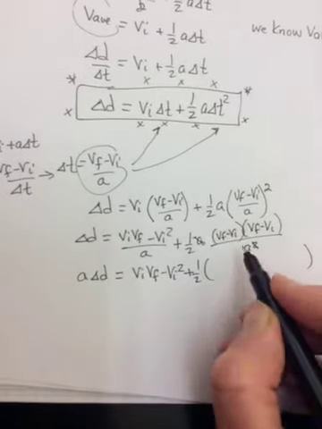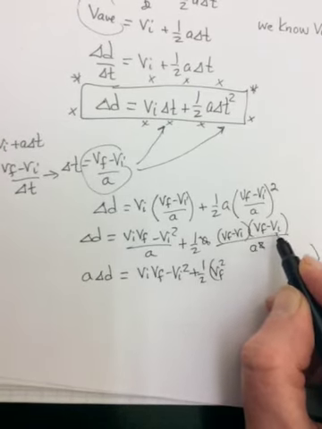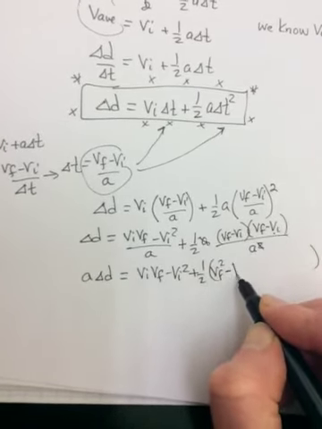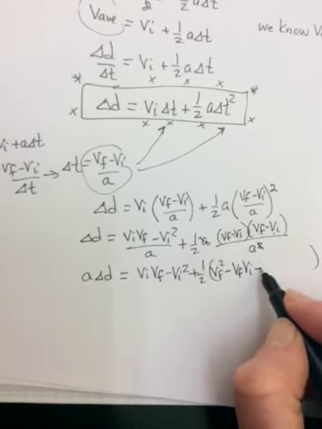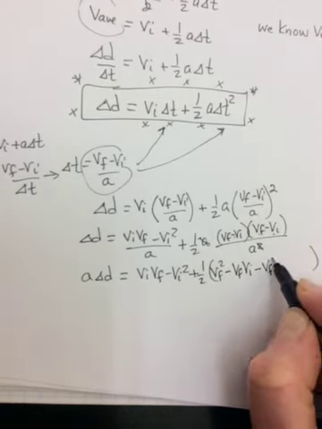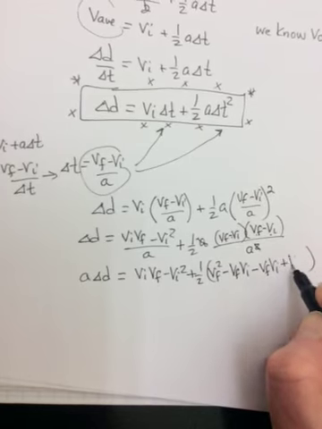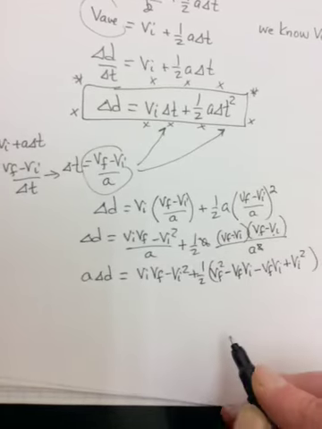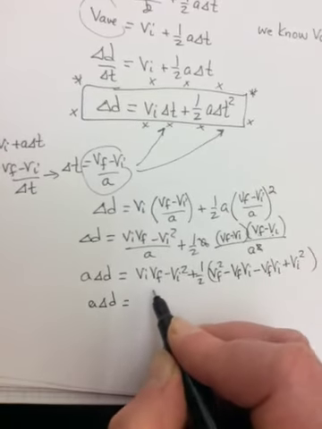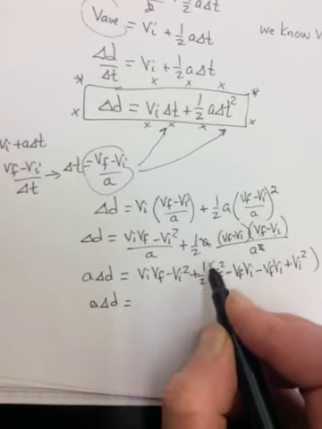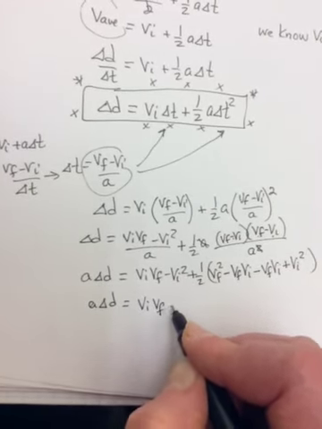So vf times vf will be vf squared. vf times negative vi will be minus vf vi. Negative vi times vf will be minus vf vi again. And negative vi times negative vi will be positive vi squared. And now I can multiply through by my 1/2. Or maybe I could multiply everything by 2 to get rid of that 1/2 if that's better. Maybe I'll multiply by 1/2 just so I don't screw you up.